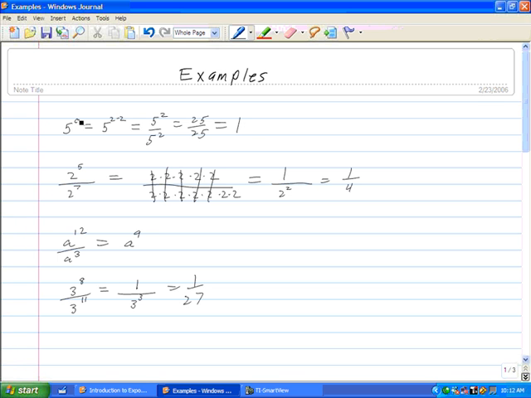So anytime you raise something to the 0 power, basically that is a result of a number being divided by itself, which is always 1, with one exception.